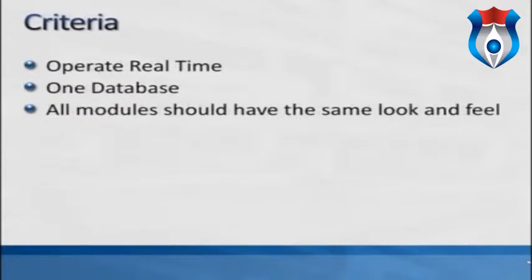What are the criteria for an ERP system? It usually has a lot of criteria, but for the sake of simplicity, we will deal with the most important ones. Namely, it should operate in real time. It should have one database which is accessed by the users in different departments of a company. All the different functions provided by the application should have the same consistent look and feel so as to make the user comfortable with the application.